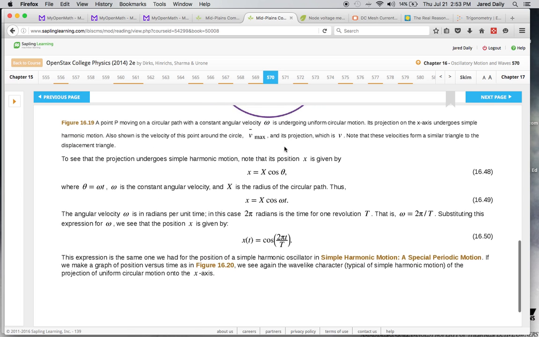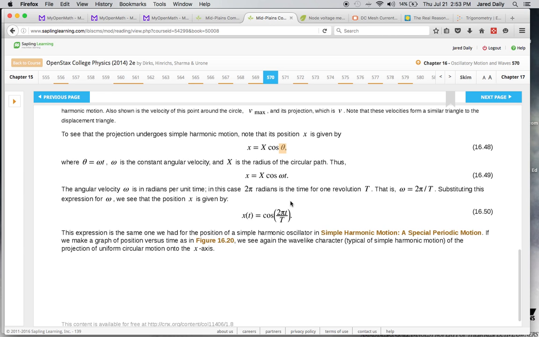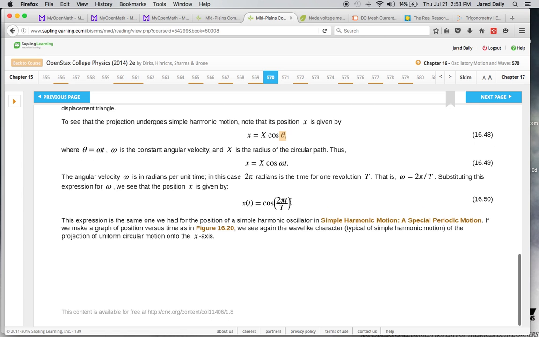In the end, we end up with the same thing that we had before, which is that the position in the x direction is equal to the maximum distance it can go in the x direction times the cosine of theta, where theta is equal to omega times time, because that's just the definition of omega. Omega is theta divided by time. Solve that and you get theta equals omega times time. And then we also know from previously that it's equal to 2 pi over the period times the time. And so our omega is equal to 2 pi over the period.